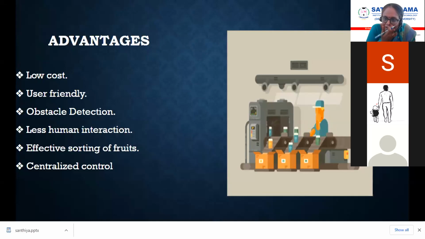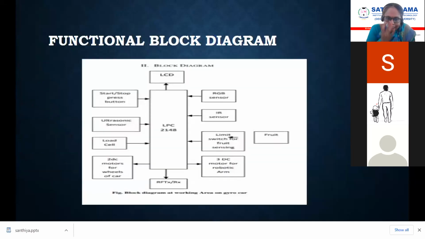Previous slide, ma'am. Yes, I am seeing the diagram. Okay, ma'am. So you have a microcontroller. Load cell is there. Two DC motors for the wheels of the car, three DC motors for the robotic arm, a limit switch for fruit sensing, an IR sensor, and an RGB sensor.